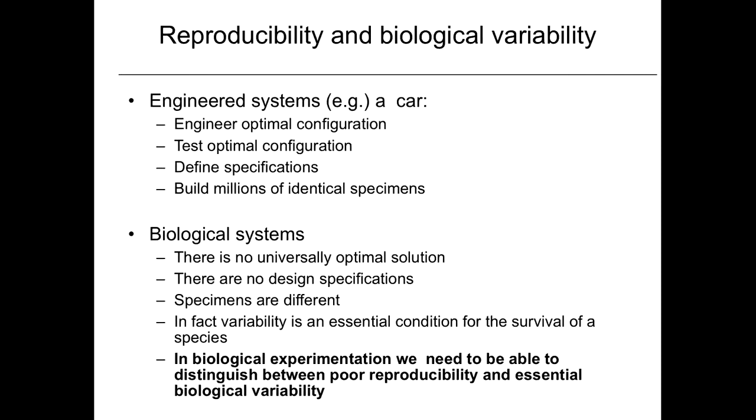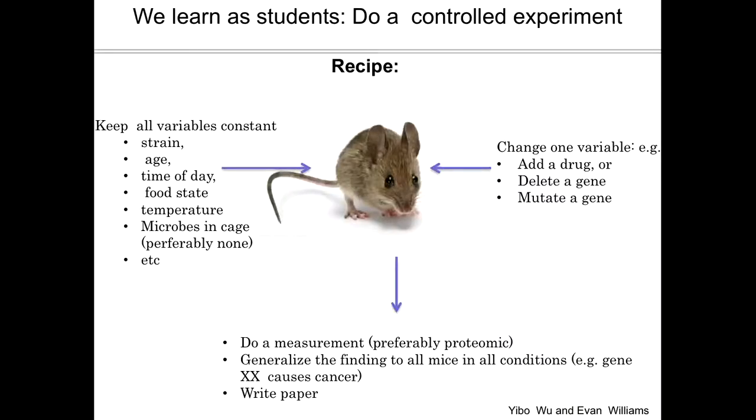So in biological experimentation, we should be able to distinguish between poor reproducibility, basically noisy data, and essential biological variability. And oftentimes, this is not actually done. So what we learn as students, if we get into experimental biology, is to do a controlled experiment. And what a controlled experiment basically entails has a certain recipe. We take, for instance, a mouse or a yeast strain or a cell line, and we control as many variables as we can. So, for instance, we would keep the strain constant.